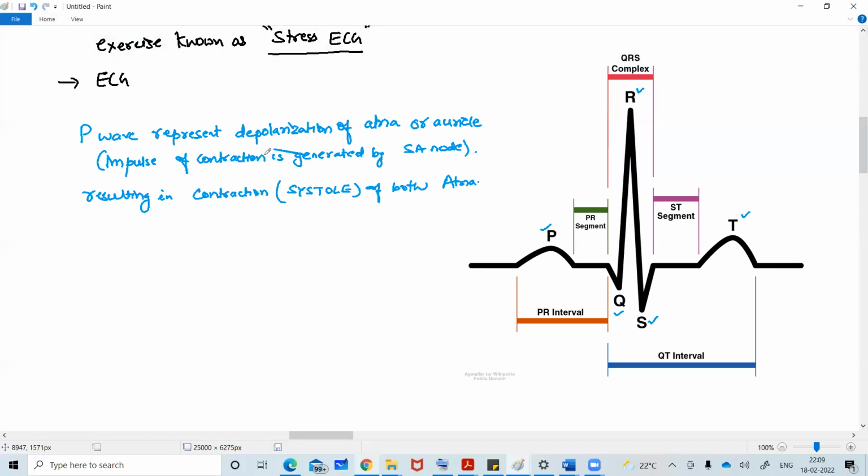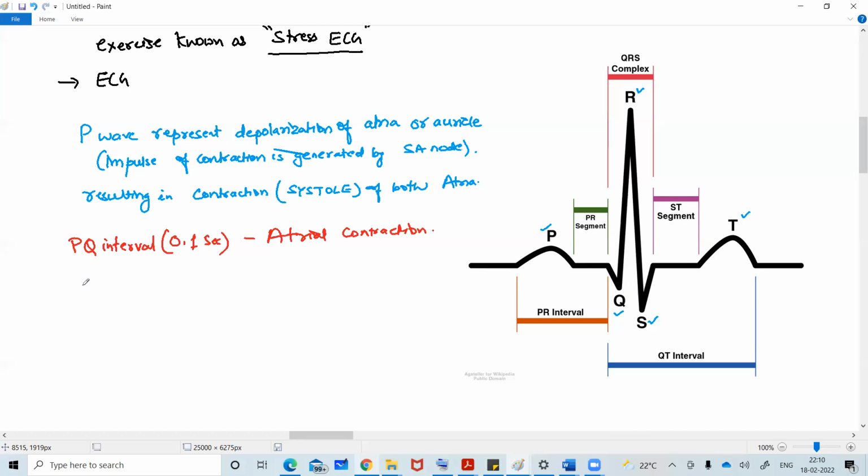Now let's talk about this PQ interval, this one starting from P to Q. What is the PQ interval? The duration of the PQ interval is around 0.1 second. So you can write 0.1 second. During the PQ interval, the atria are contracting. You can say atrial contraction is going on during the P to Q part.